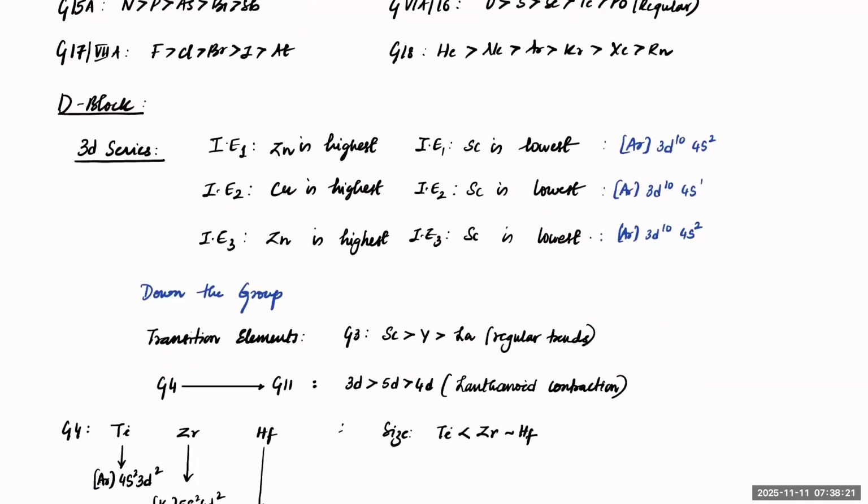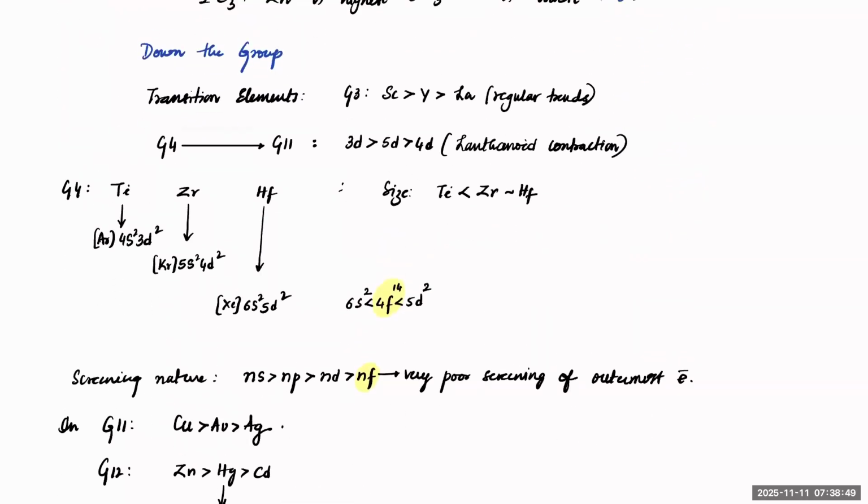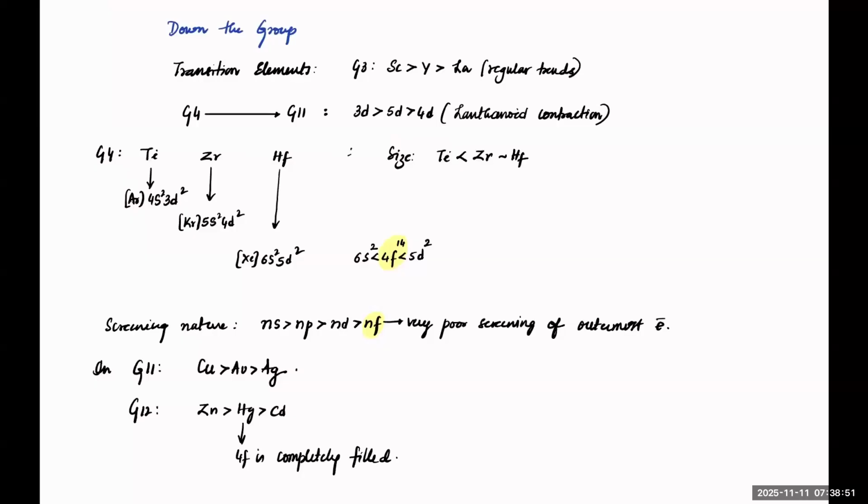Then D block elements. Next, check out in the 3D series what is the first ionization, second ionization, third ionization, highest values and lowest values. But only this much should be known, what the highest and lowest are. Down the group, check.